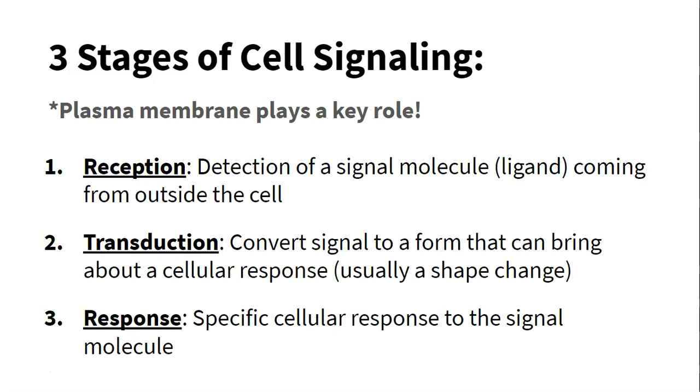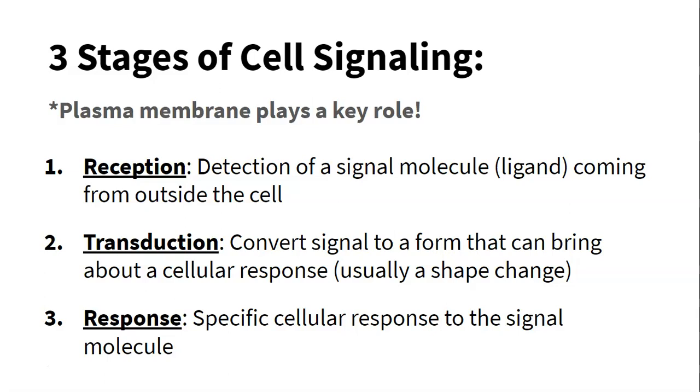The 3 major steps of any cell signaling pathway include reception. So you have to receive the signal, and this is kind of the detection of some kind of signaling molecule. And we call that signaling molecule, whatever it is, a ligand. And it's coming from outside the cell somewhere, whether it's direct contact with another cell or it came as a hormone signal or whatever it may be. Some kind of ligand is going to come from outside of the cell, and a cell needs to receive that message.